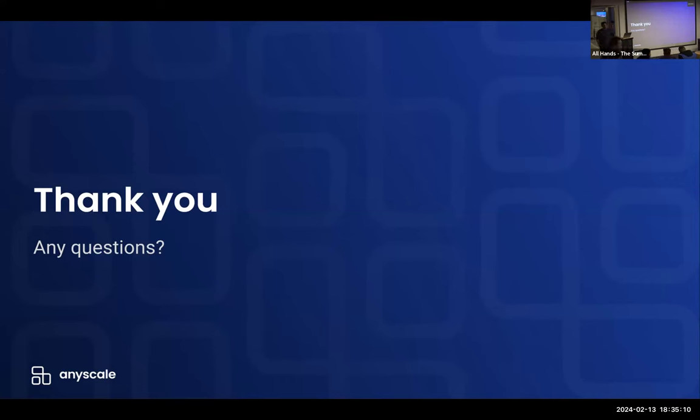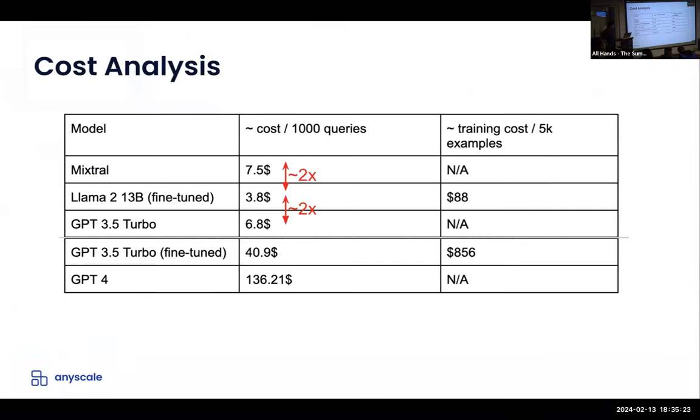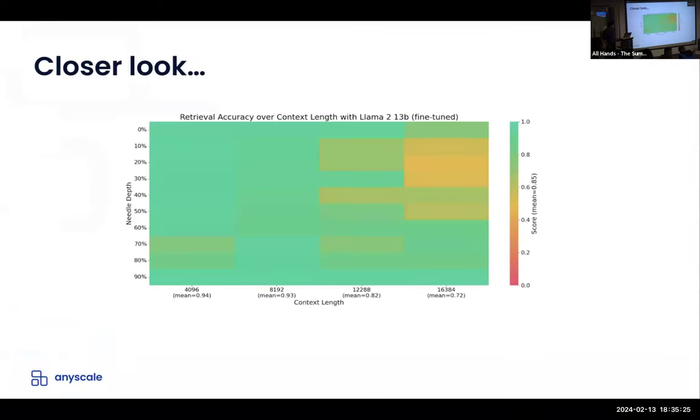Thanks so much for the talk. I thought the depth of the context was really interesting. Could you talk more about whether there are ways to get around less accuracy when the needle's in the middle of the documents versus at the beginning or the end, or is that just a general problem with LLMs?